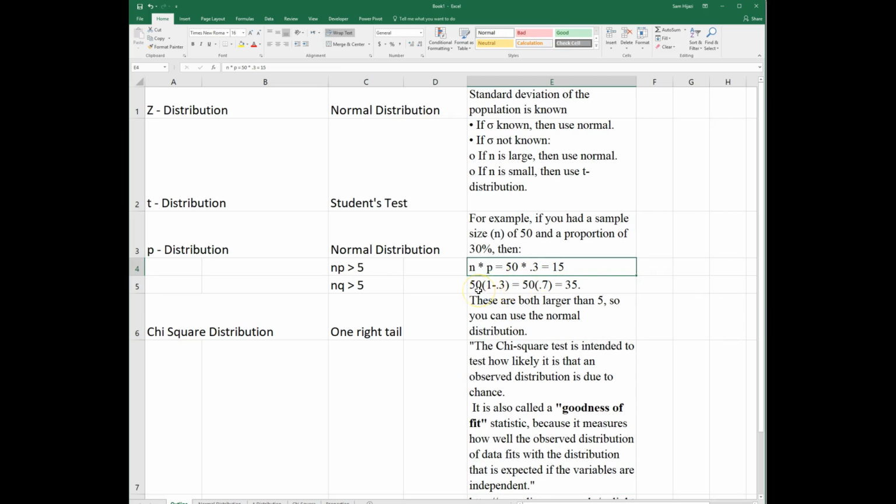And again, 50 is the sample size, n is the sample size basically. For q, 1 minus 0.3 is 0.7, so 50 multiplied by 0.7. That 0.7 came from the fact that I subtracted 0.3 from 1, in order to get 35. So these are both larger than 5, so you can use the normal distribution with the proportion distribution.